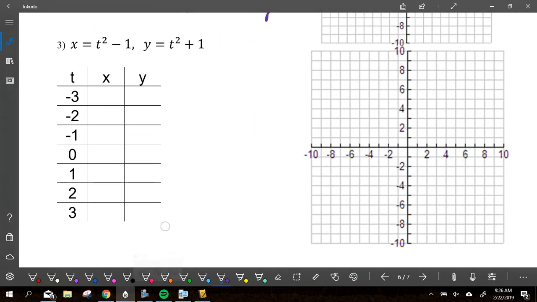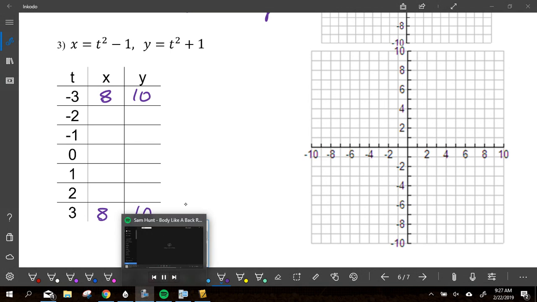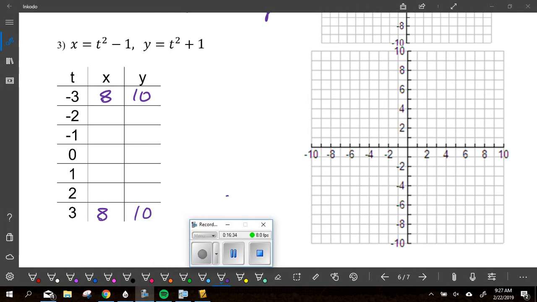Same thing, let's try it again. T squared minus 1 and t squared plus 1. I'll help you out here. At -3, you get 8 and 10, and at 3, you get 8 and 10. Just that way, it's one less number to plug in. See what you get. Draw the picture. It's an interesting looking picture. It's not what you would think.